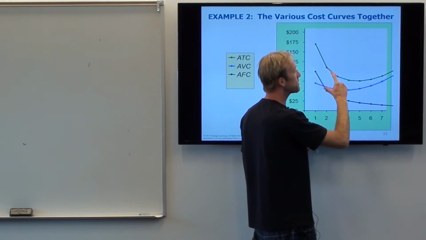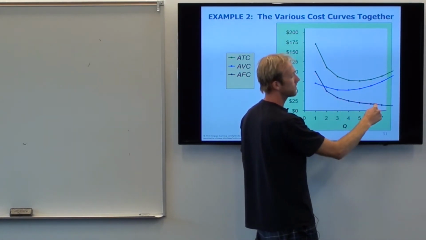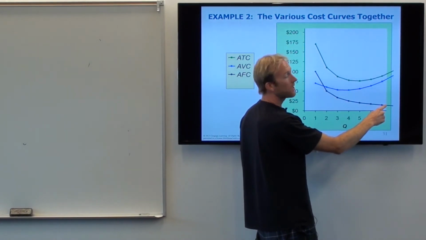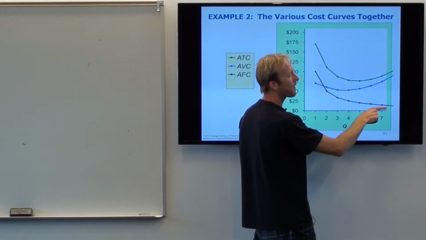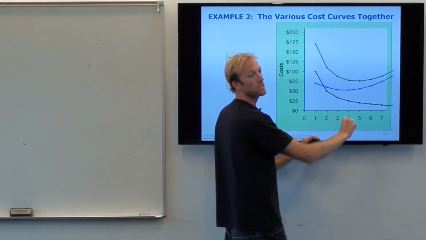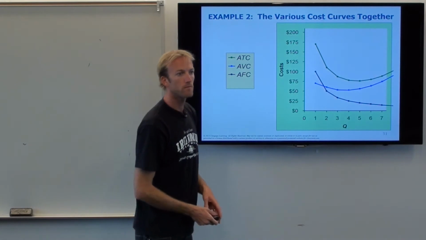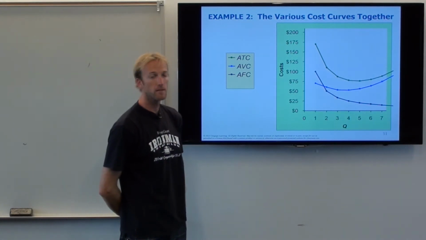Because the distance between these two guys is the average fixed cost. The distance between these two guys is the average fixed cost. And the average fixed cost is always getting closer to 0. So the distance between these guys is going to get closer to 0 also. Okay. So that's kind of what they look like together on a graph.